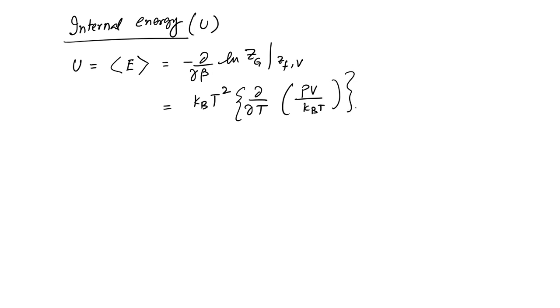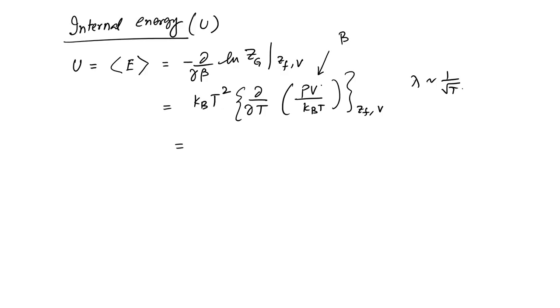at Zf and V. Your lambda, of course, goes as 1 over root T. So don't get this feeling: this PV over KT is the Bose gas expression, which is in terms of this expression that we started with when we started describing the Bose gas. So P is not just a constant. P depends on temperature and so on and so forth. So this is that Bose gas expression.